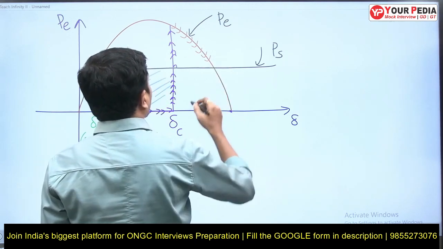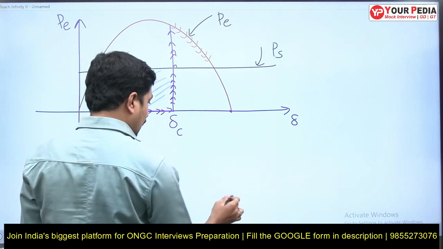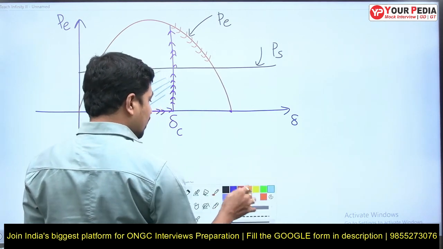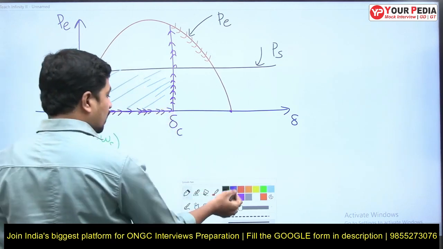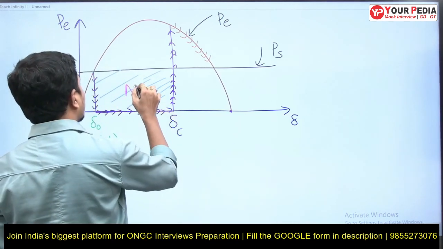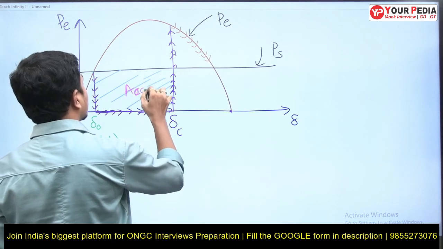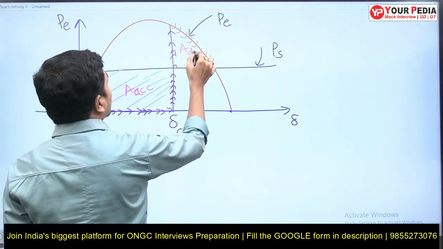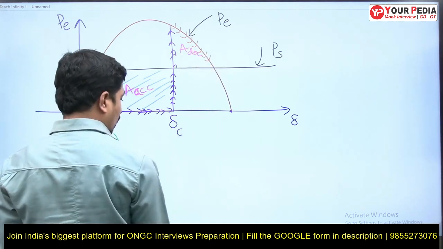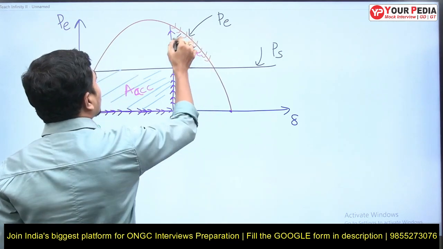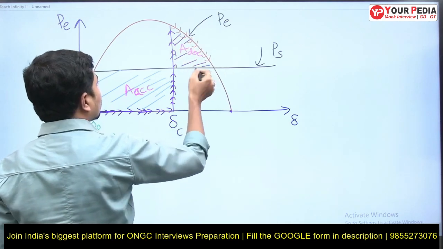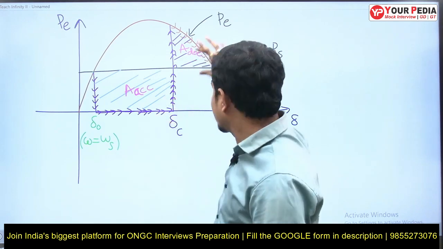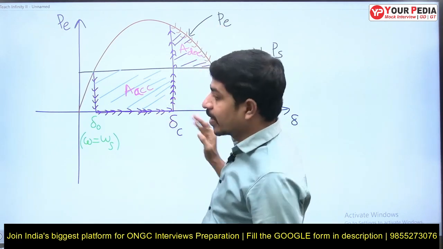So observe here. This total is the acceleration area. I'll mark it with suffix ACC: A acceleration. This is A deceleration. If you observe, this particular area is not sufficient. This is deceleration, and after that it again enters into acceleration.